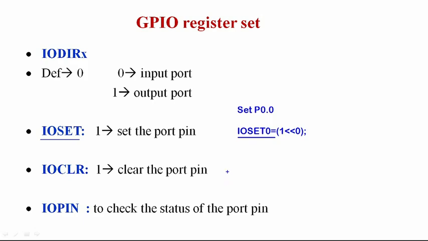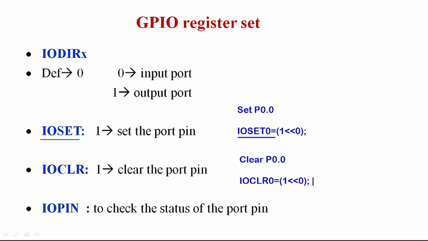In a similar way, if you want to clear P0.0, I will use IOCLR0 equal to 1 left shift of 0. This instruction is going to clear the port pin.